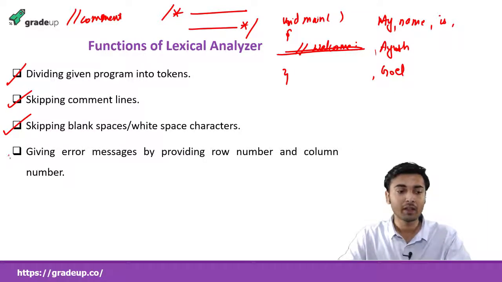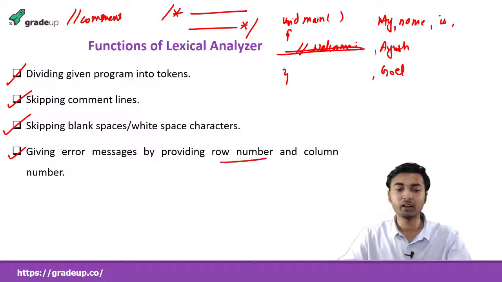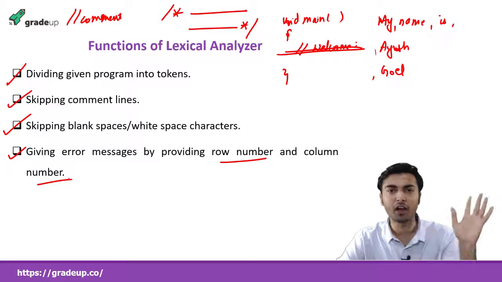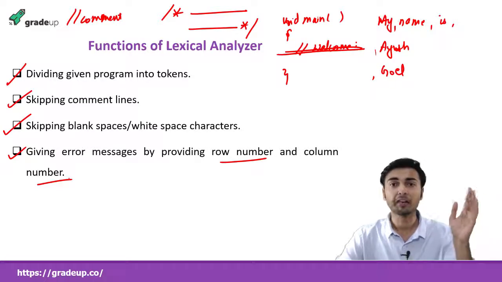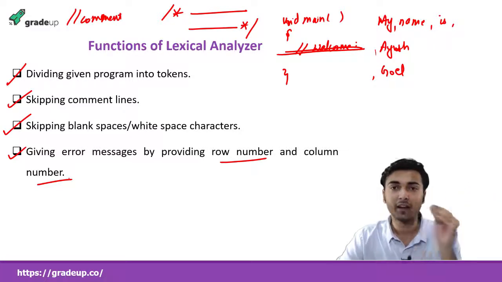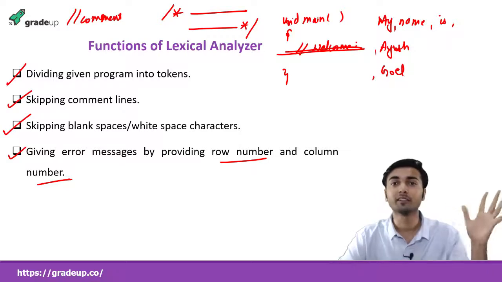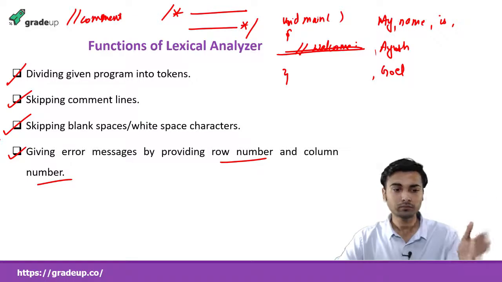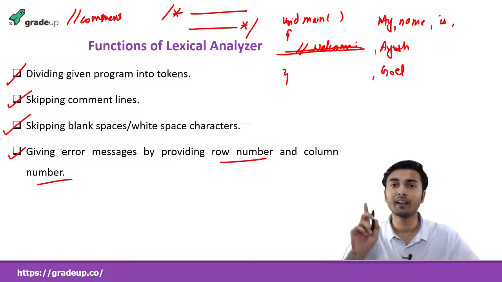Got it? Now, giving error messages by providing row number and column number. If you have compiled your C program and any error has occurred, it will return the row number: there is an error in this row and this column number. So this is done by lexical analyzer. Got it? So these are the functions of your lexical analyzer.